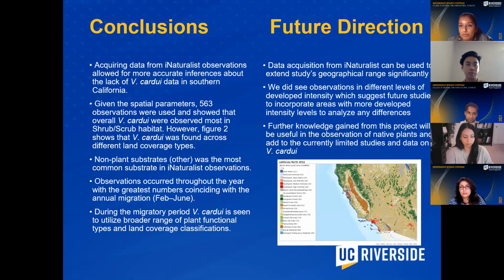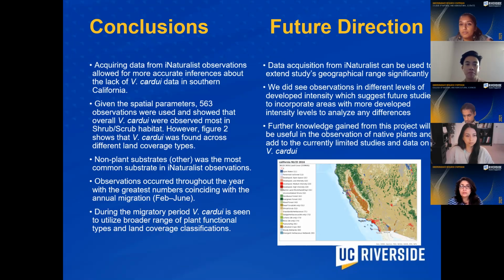So from this project, we saw that acquiring data from iNaturalist observations allowed for more accurate inferences to our questions. Some overall patterns that we found were that most painted lady observations were in shrub scrub habitat and found on non-plant substrate. They were found throughout the year, but the largest numbers were during the annual migration, February to June. And during the migratory period, they were seen to use a broader range of plant functional and land coverage types, which shows generalist species behavior, which means they can use any plant available for their life cycle.